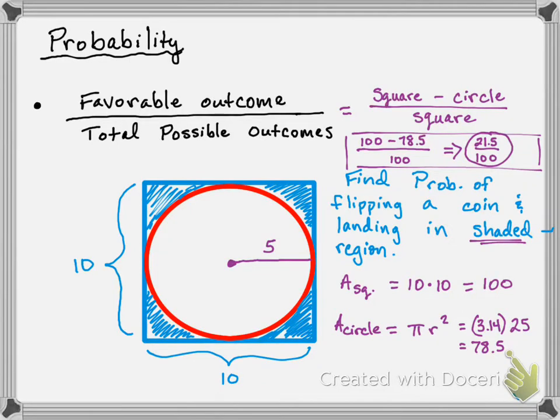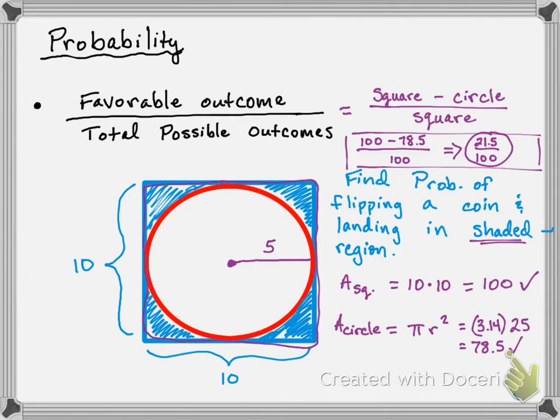All right. So to recap, we took the favorable outcome, which was the entire square here. We said we needed to take out the circle. So we said square minus circle out of the whole square. Okay? So we found the area of the circle, which was 78.5. We found the area of the square, which was 100. And we just plugged that in to kind of our formula for thinking about probability.